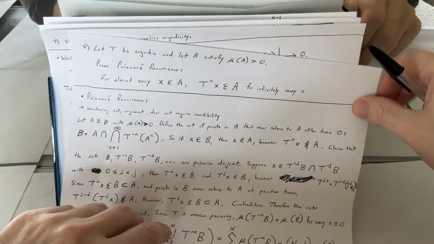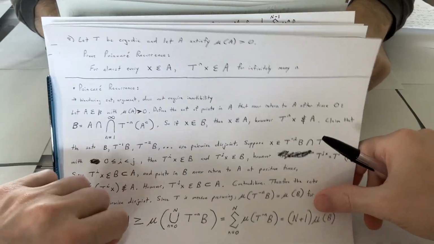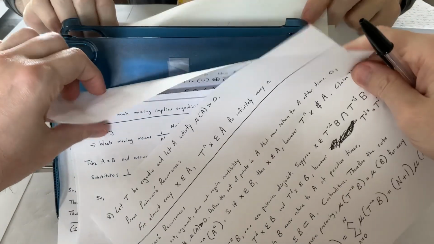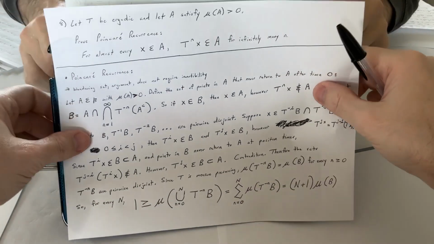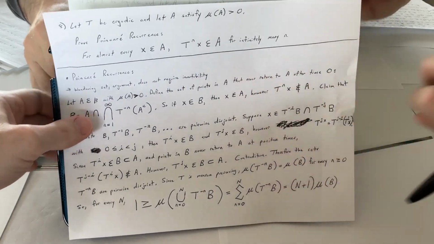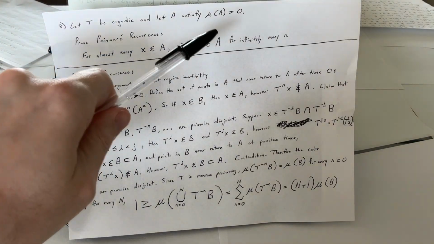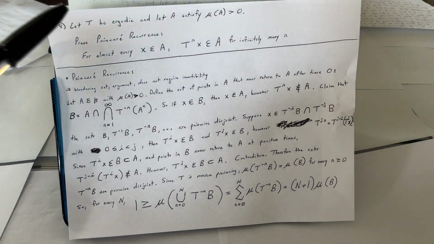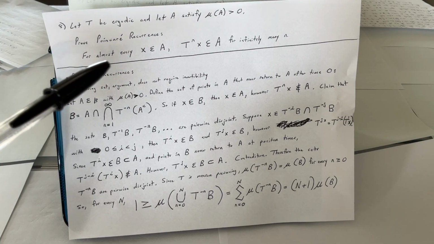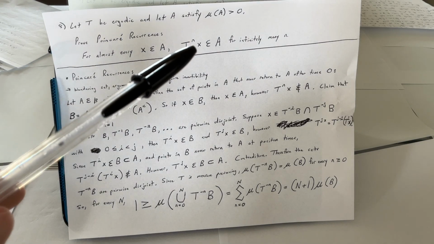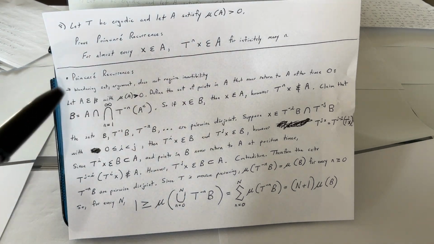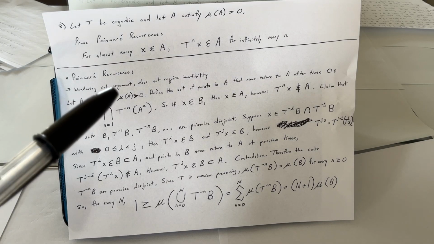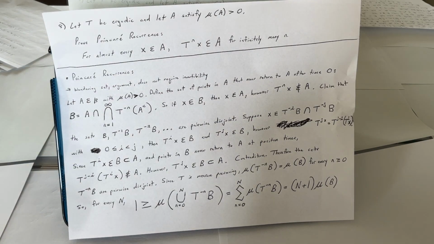Okay. And the last one, number 8 here. We're going to let T be ergodic and let A satisfy mu of A is greater than 0. Prove the Poincare recurrence: for almost every x belongs to A, T to the n of x belongs to A for infinitely many n. So Poincare recurrence, the wandering set argument, does not require invertibility.